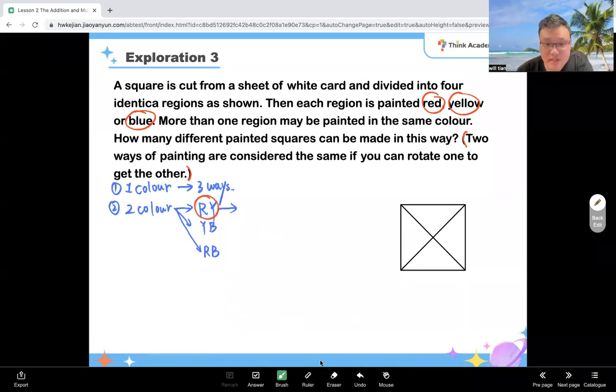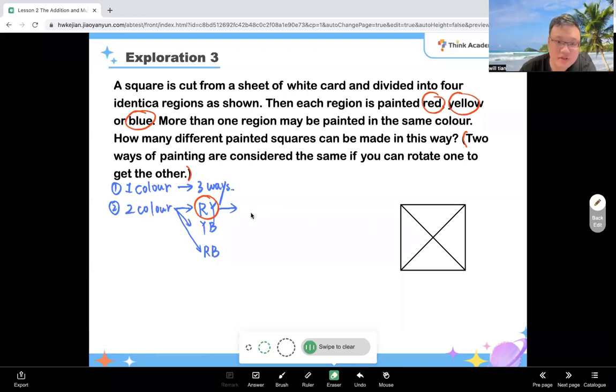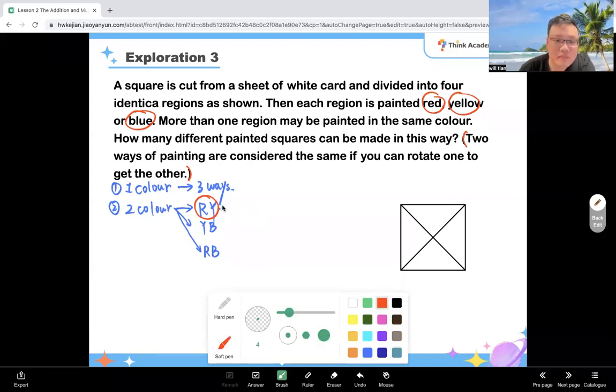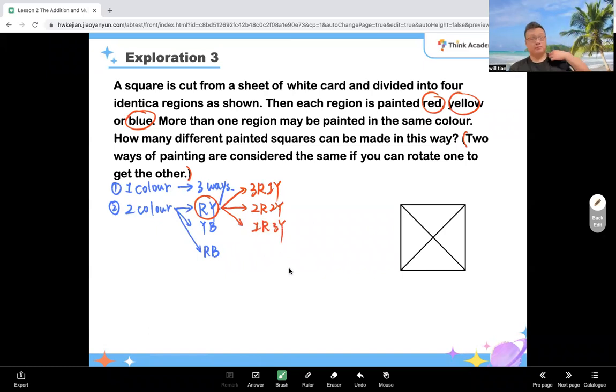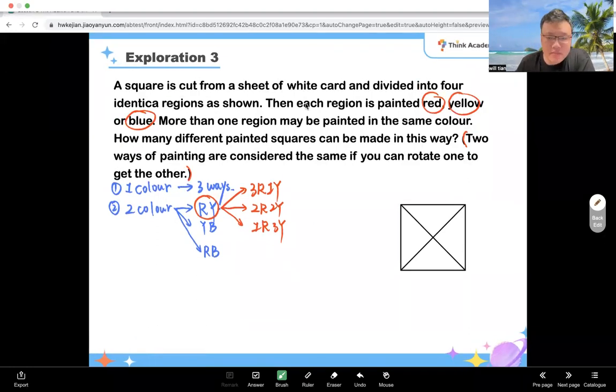So for this red, yellow, you have 4 regions, right? Let's see how many different choices we have here. It could be 3 red and 1 yellow, right? And also it could be 2 red and 2 yellow. And last one, we can have 1 red and 3 yellow. Guys, so far so good? Are you still with me? Yep. Okay, guys, question for you.